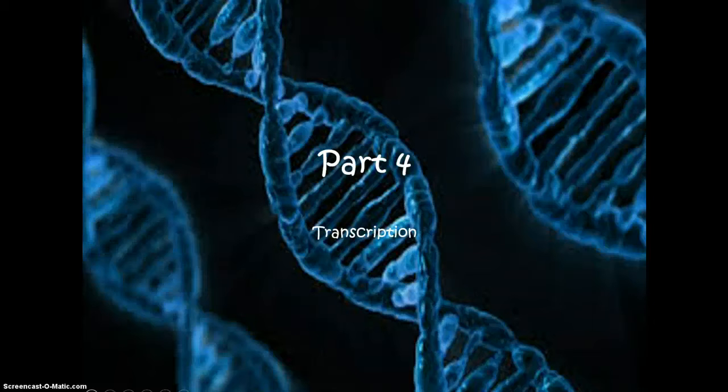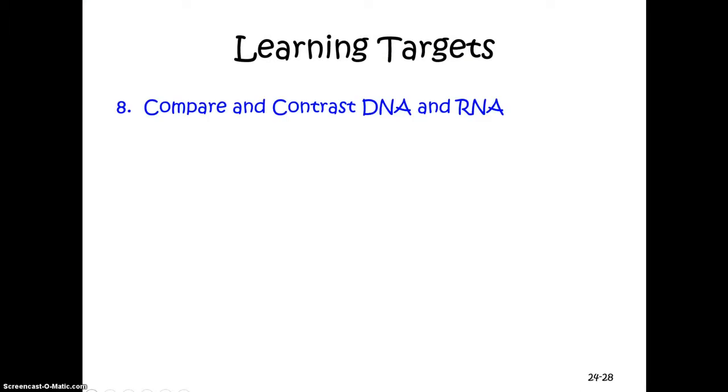Alright, now we are on to transcription. Part 3, we talked about how DNA replicates itself. That's important. It occurs during the S phase of interphase, and is important so that when cells divide, each daughter cell has a complete set of DNA. Today we're going to talk about the first step in getting from DNA to genes, or different traits that we have.